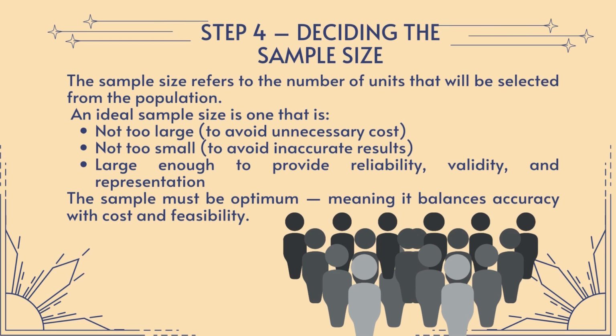Fourth step is deciding the sample size. The sample size refers to the number of units that will be selected from the population. An ideal sample size is one that is not too large, so that we can avoid unnecessary cost, and not too small, to avoid inaccurate results. It should be large enough to provide reliability, validity, and representation. The sample must be optimum, meaning it balances accuracy with cost and feasibility.